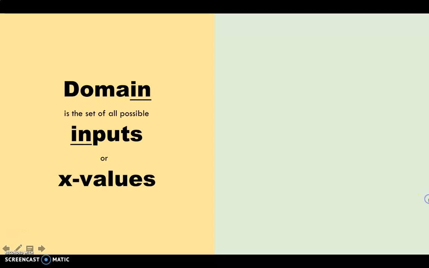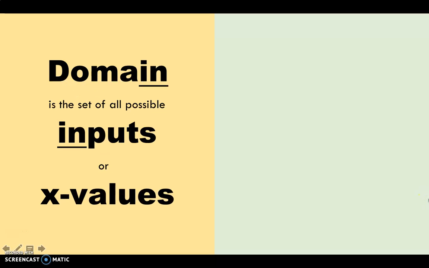The first part of this video is just going to be talking about domain and range. Domain is the set of all possible inputs or x values. So an easy way to remember this is that the domain ends in "in," and inputs begins with "in." And of course, in math, when we talk about relationships, inputs refer to just our x values.